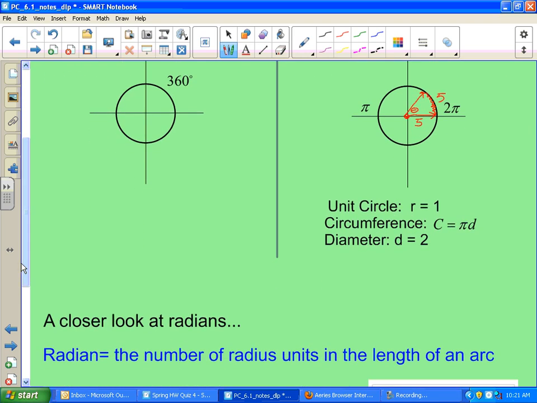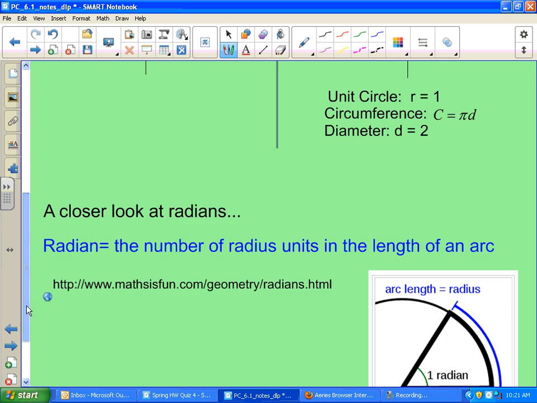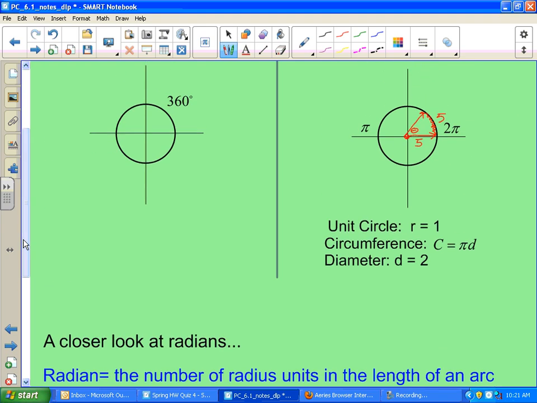So a couple things you need to know when we talk about radians, and we're going to do a little video blip here, a little web blip. Exciting video.